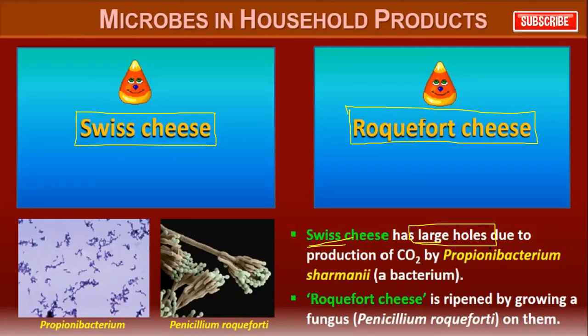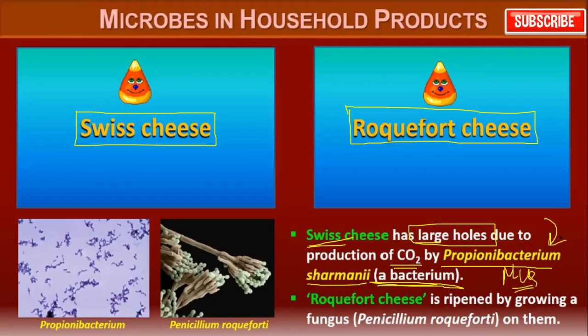Swiss cheese has large holes in it that are produced due to the production of carbon dioxide gas by a particular type of bacterium called Propionibacterium shermanii. Very important MCQ. We can expect this question in the match the following section. Very, very important. Propionibacterium shermanii. Very important question. Then you have the Roquefort cheese. It is ripened by growing a fungus, Penicillium roqueforti.